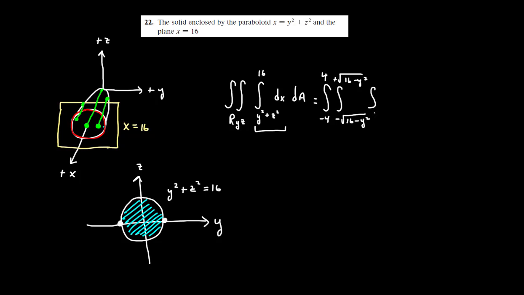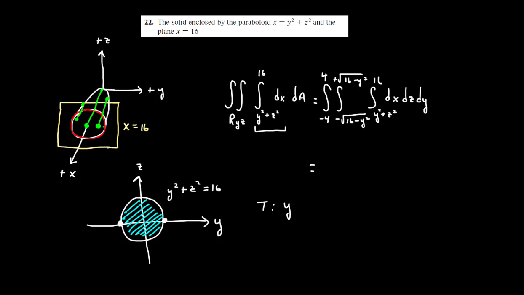Okay, and then we are just going to repeat this here. Y squared plus z squared, that's x equals that, to x equals 16, dx dz dy. At this point, I'm going to recognize that the shaded region in blue is a polar region, in which case I'm going to do a transformation.